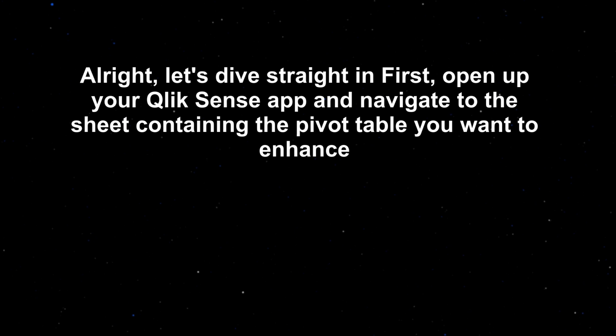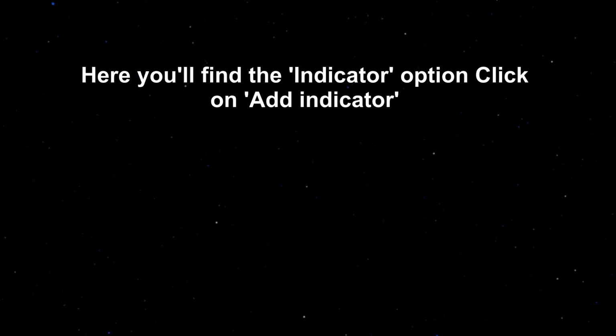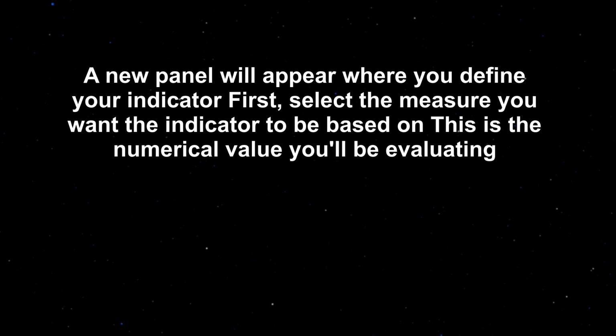Alright, let's dive straight in. First, open up your Qlik Sense app and navigate to the sheet containing the pivot table you want to enhance. Now, select the pivot table and in the Properties panel on the right, scroll down until you see the Add-in section and expand it. Here you'll find the indicator option. Click on that indicator. A new panel will appear where you define your indicator.